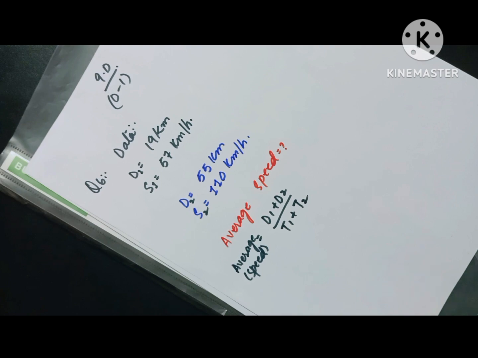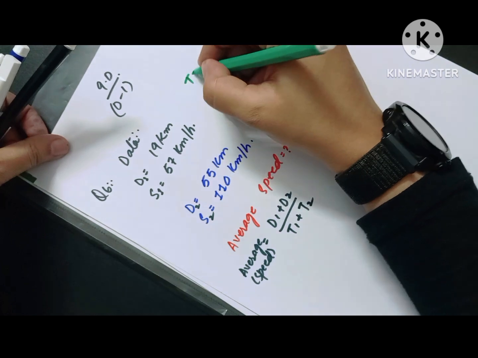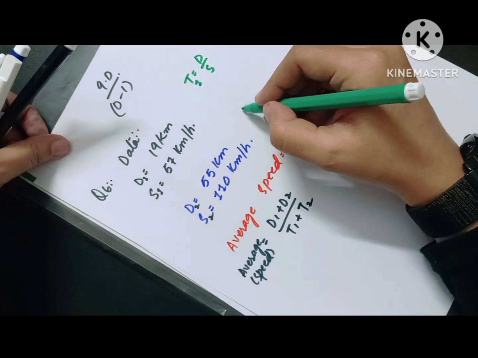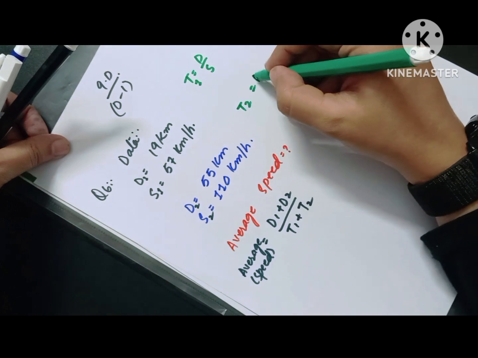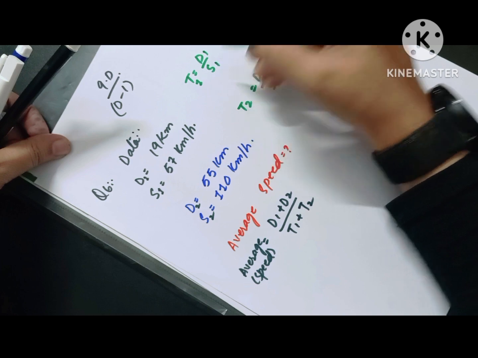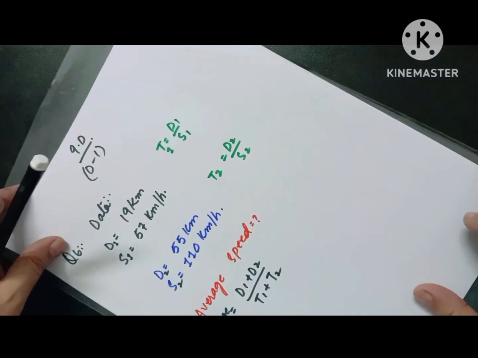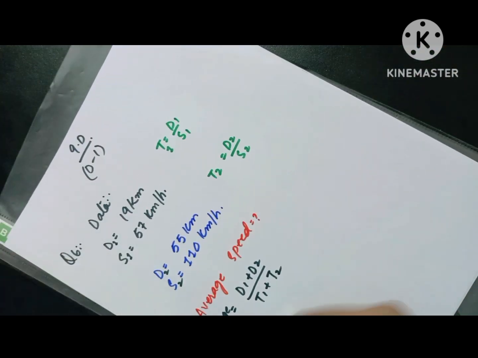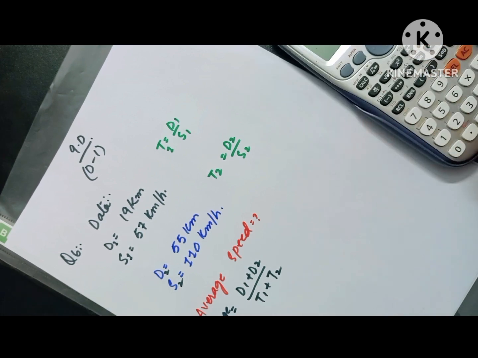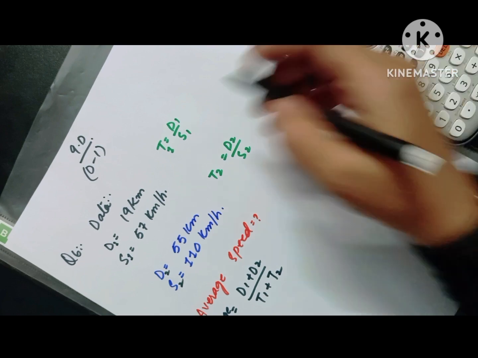We are having the formula that T is equals to D over S. T is equals to D over S for T1, and then for T2 we can say D2 over S2. That is D1 and that is S1. So we can put the values of distance and speed in the given question.